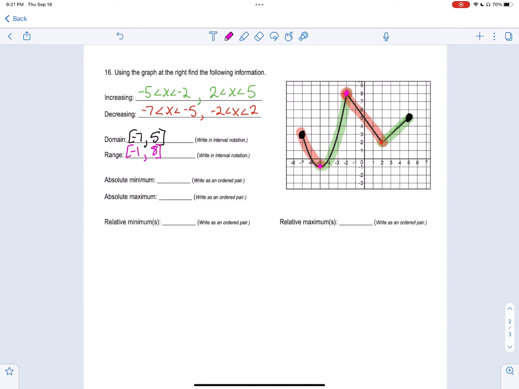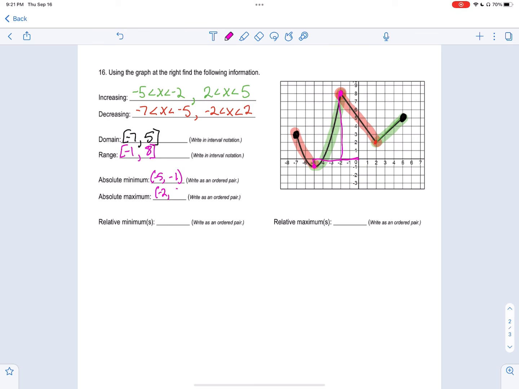And so if you look at your range, you can see that the absolute minimum is going to be the point where our y value is -1. But since we need to provide it as an ordered pair, I see that the ordered pair would be -5, -1. Again, I want the coordinate point. And my absolute maximum, if I go back to that coordinate point, I see that it is where x is -2 and y is +8. And that gives me my absolute minimum and my absolute maximum. Again, those were the 2 points that correspond with the low and high end of my range.